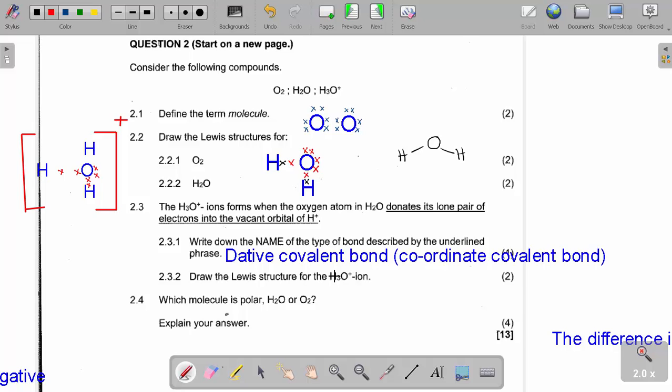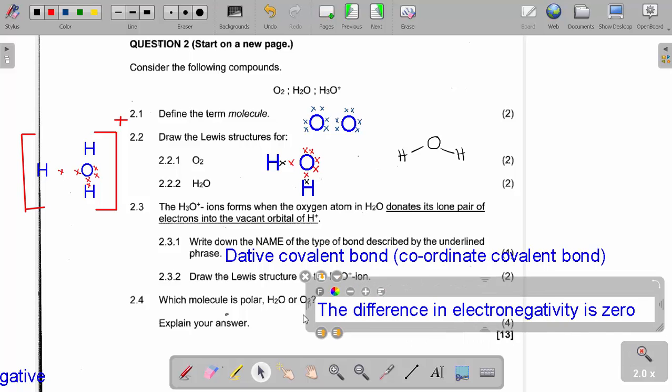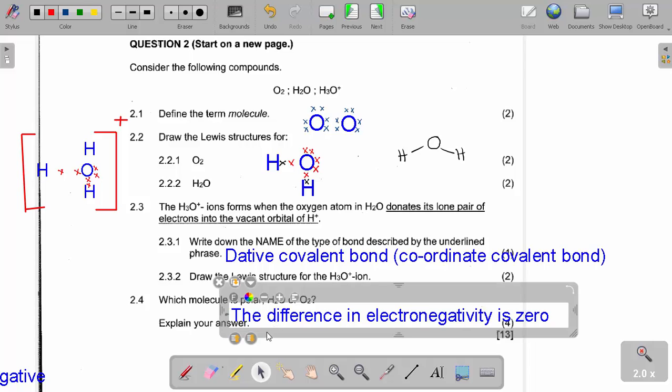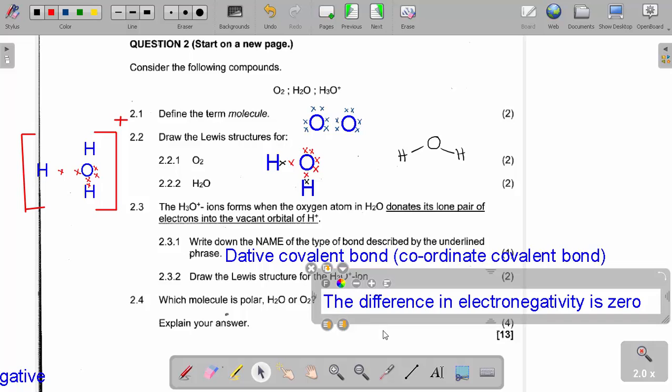Now for oxygen, if we check on our periodic table, because it's the same oxygen, it will give us 0. Then hydrogen and oxygen combined together, oxygen is more electronegative than hydrogen. So that means oxygen will attract the bonding electrons. In that case, it will become polar. So the difference in electronegativity is 0 for this oxygen here.